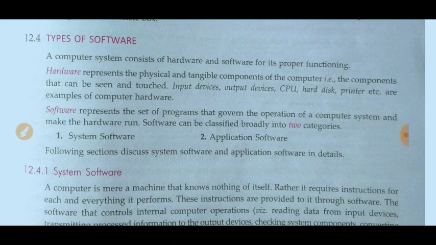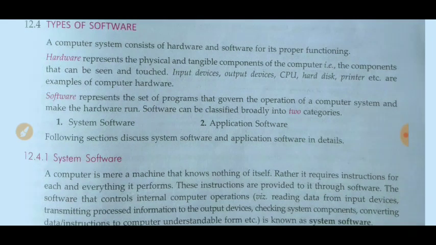Suppose any person wants to work with a computer system. The first thing it requires is hardware. Then after purchasing the hardware, he or she will install an operating system in it. Once the operating system is installed, then we require application software. After installing application software, the user can use the computer system. Means a computer is nothing but a combination of hardware and software.